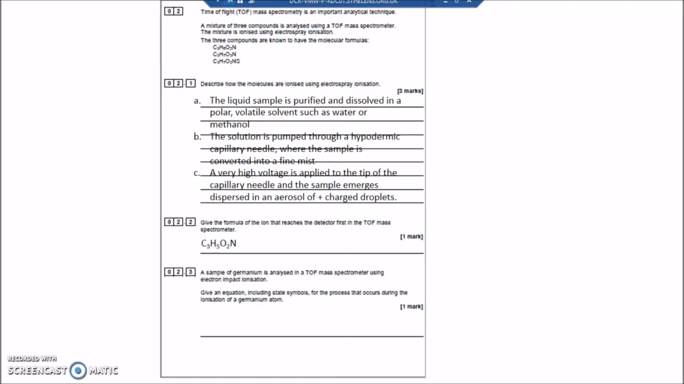It's going to be the lightest one. So if you calculate the Mr of each of these particles, molecules, then C3H5O2N is the one with the lowest Mr, the lightest one.